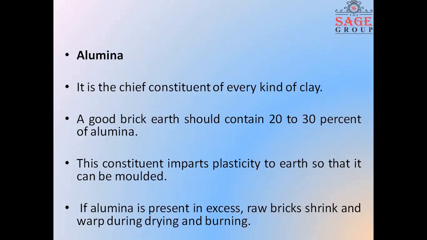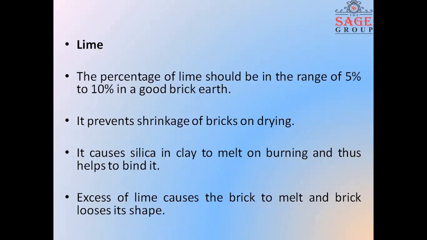Then the second most important constituent is alumina, which is the chief constituent for every kind of clay. A good brick should contain 20 to 30% of alumina, and this constituent imparts plasticity to the brick so that it can be molded. That means the plasticity occurs in the brick due to the presence of alumina during the drying process. If the alumina is present in excess, the raw bricks shrink and warp during the drying and burning process. That means it causes twisting in the bricks, and the brick doesn't remain in its uniform shape.